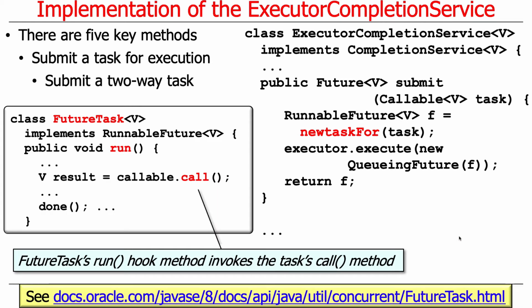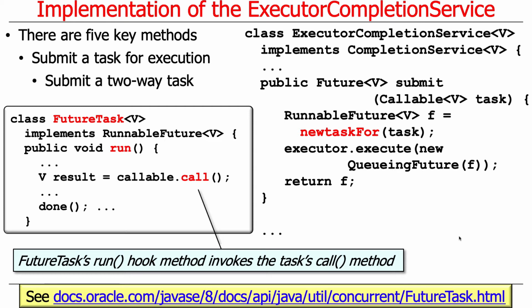Here's what future task looks like. Now, we're going to talk more about future task in a subsequent lesson, probably next week or at some point in the future. And as you can see, a future task is a class that implements the runnable future interface. And the runnable future interface, as the name suggests, implements runnable and implements future. So from future, it gets the future methods like get and cancel and so on. And from runnable, it gets the run method.